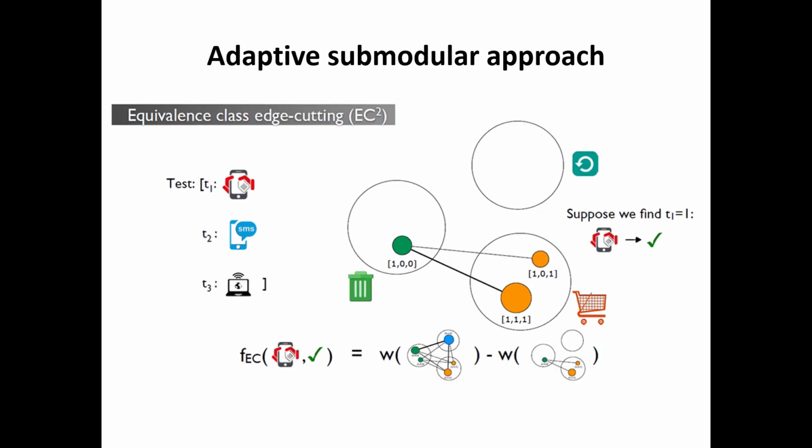Then the EC2 objective works as follows: EC2 suggests that at each step we perform a new test which leads to a maximal cut or elimination of the edge weights over the graph. So at every step we build a graph according to the procedure that I described, and we can compute the expected removal or cut of the edge weight caused by each test, and we choose a test that leads to a maximal cut of the edge weights.